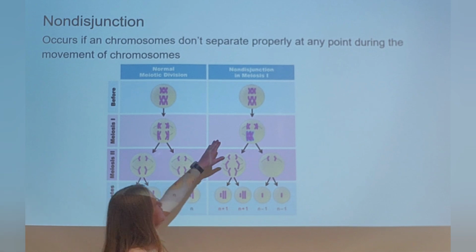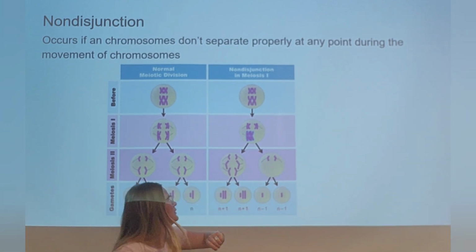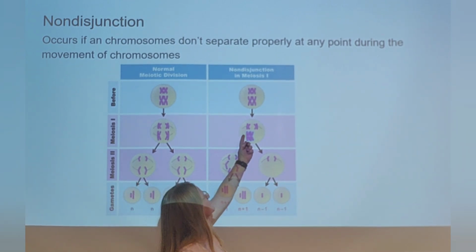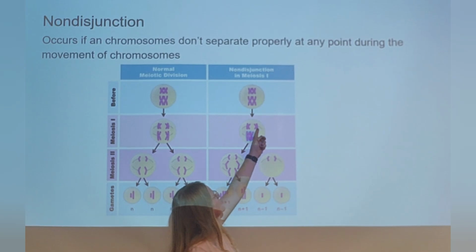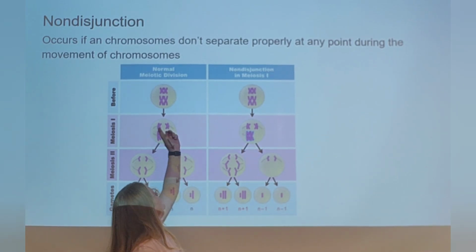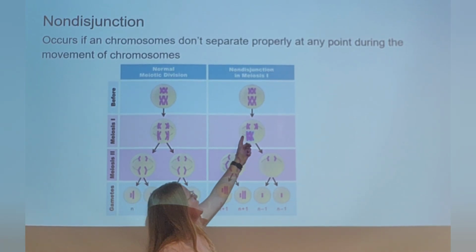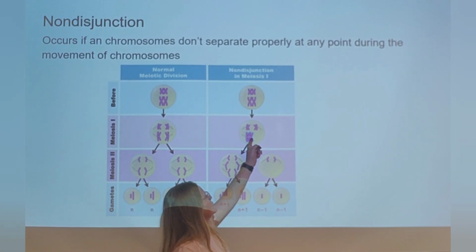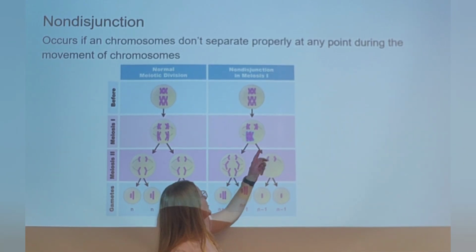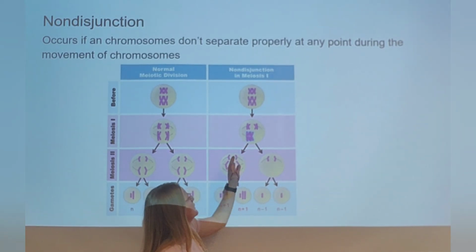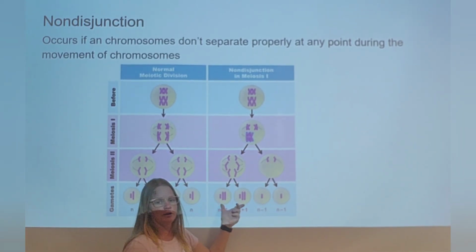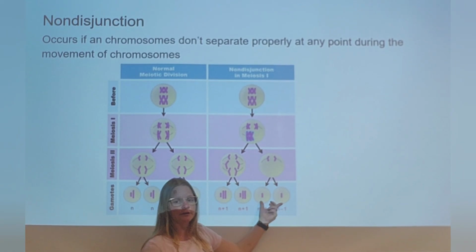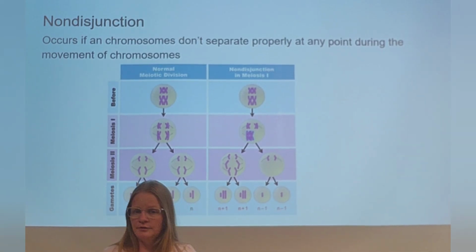If we have a non-disjunction during meiosis 1, what we're going to see is that instead of the spindle fibers attaching to each of the homologous chromosomes, we're going to see a spindle fiber attached to both homologous chromosomes, and that's going to create cells that have too much and too little genetic material.